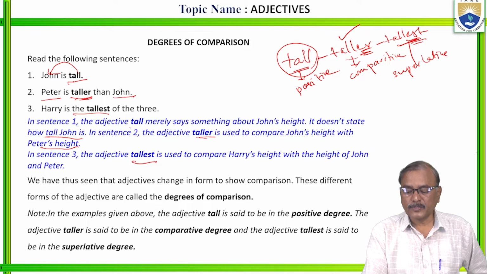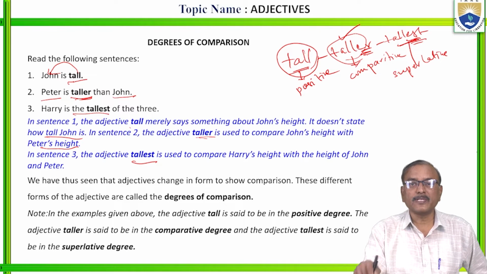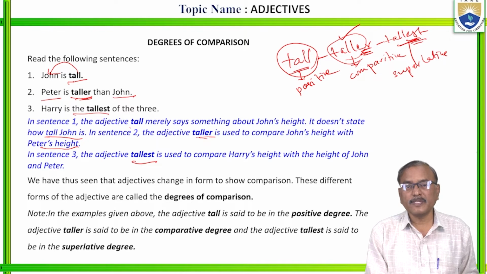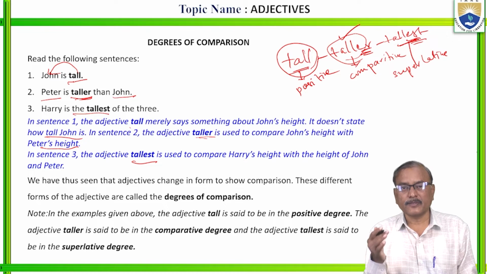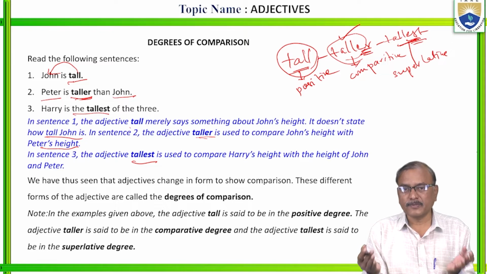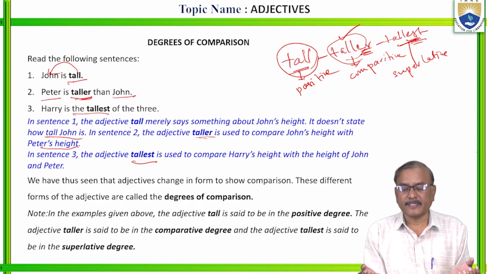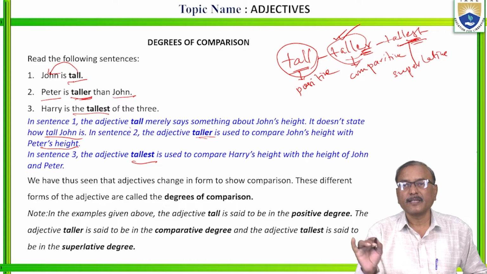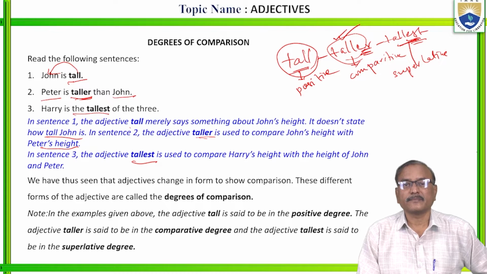And if the comparison is between only two, it may be two things or two persons or two places or one person and one group, like that, there should be only two entities. Then we have to use the comparative degree.